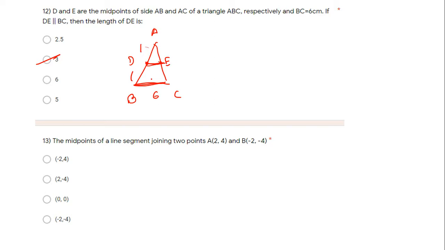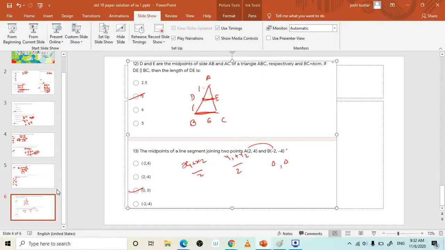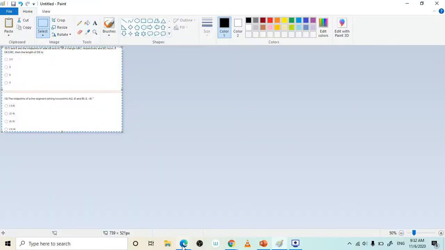Next is the midpoint of a line segment joining 2 points. Here we have to find the midpoint. So which formula should we apply for the midpoint? Midpoint formula: (x1 plus x2) by 2, (y1 plus y2) by 2. 2 minus 2 is 0, 4 minus 4 is 0. 0 comma 0 is your answer. And now, next question.